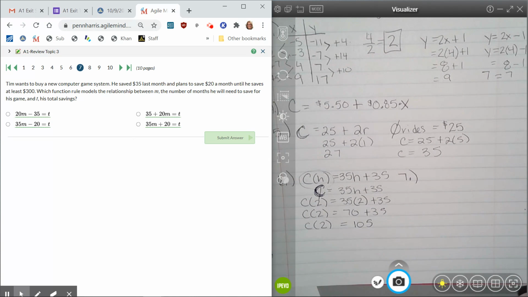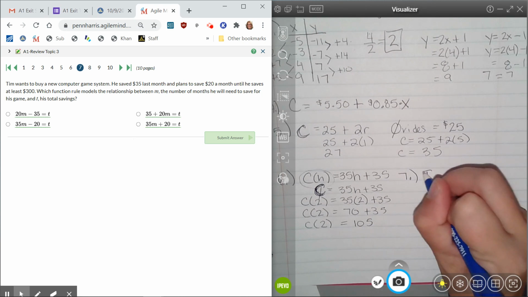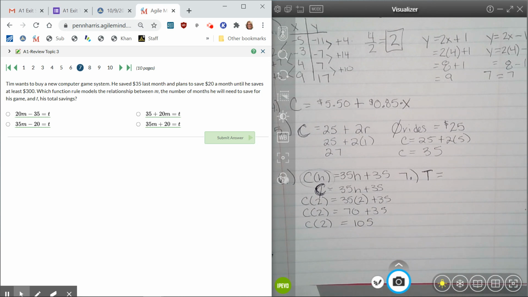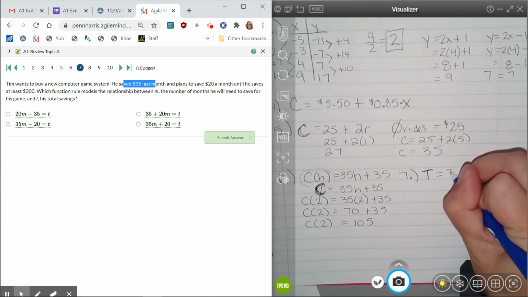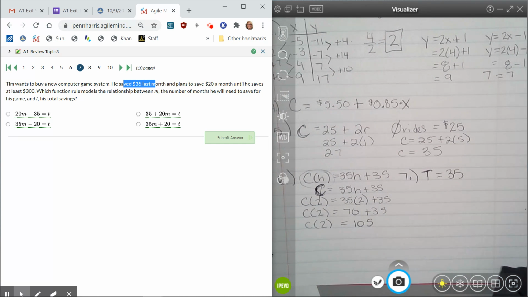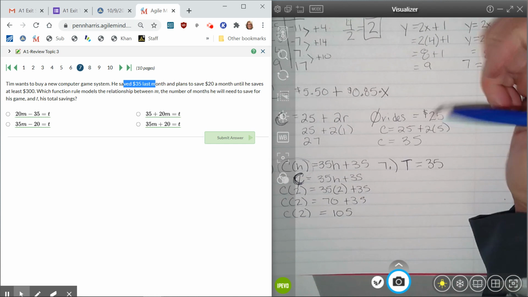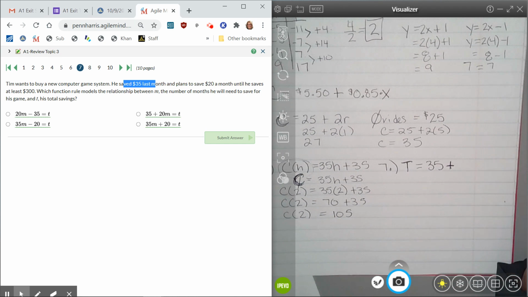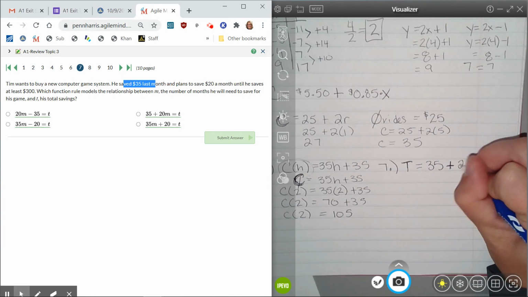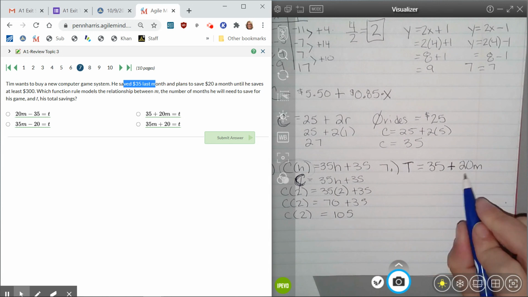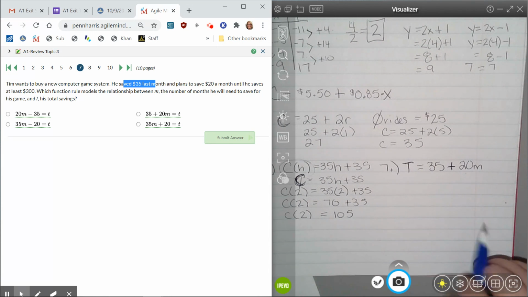Well, let's talk about his total savings. How much does he have? Right off the bat, it tells us he saved $35 last month. So he has $35. And anytime you see the word and, that's a plus sign, $20 a month. So $20 for each month he's going to save. So we're finding the equation that looks like this: 35 plus 20M equals our total.